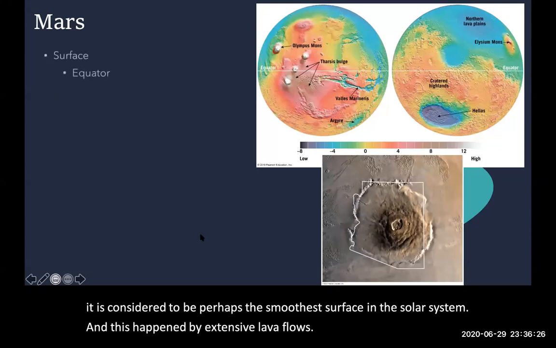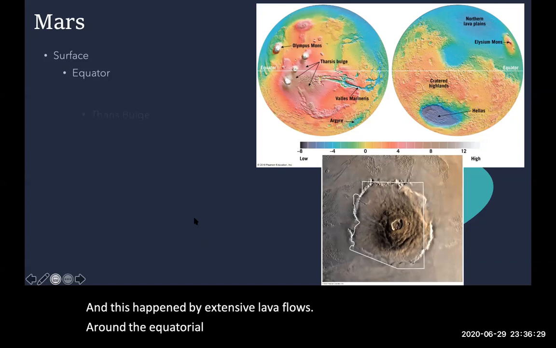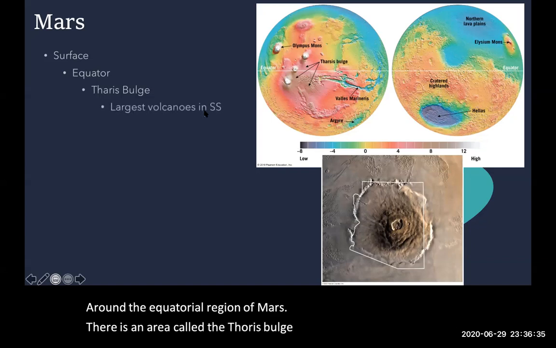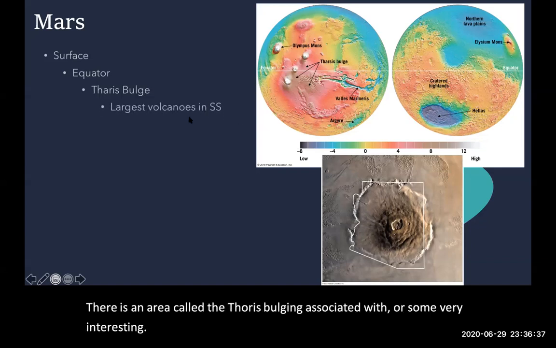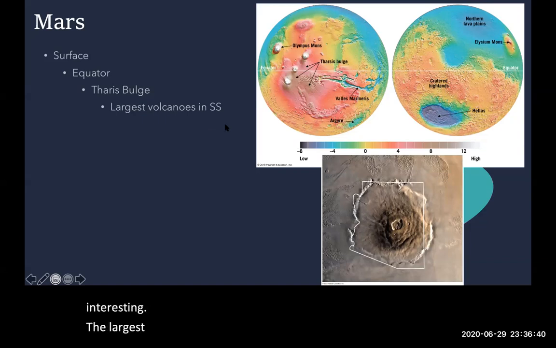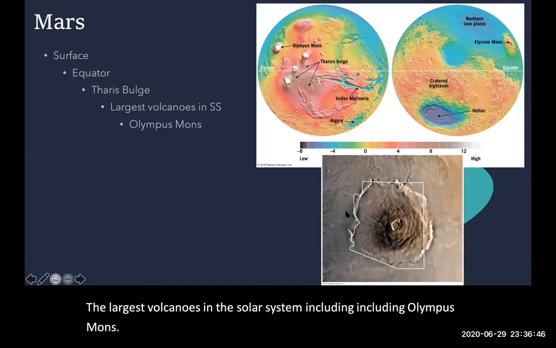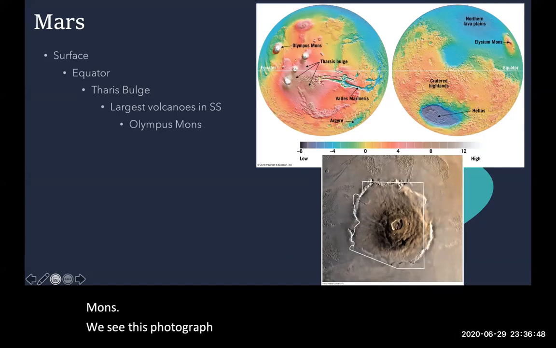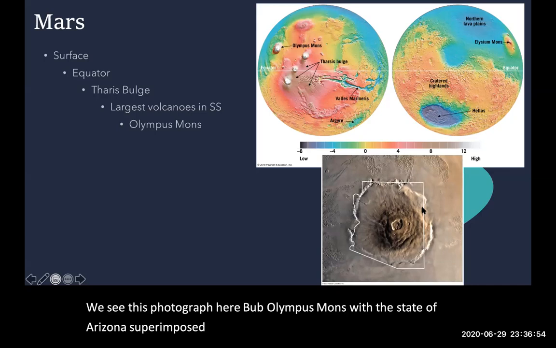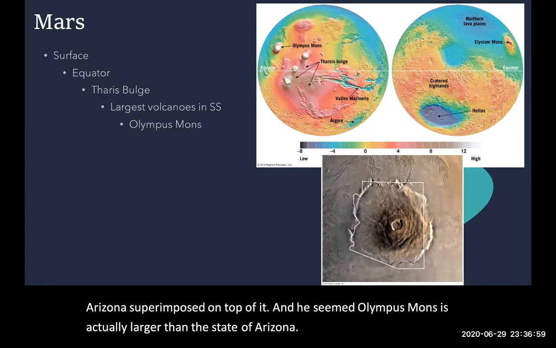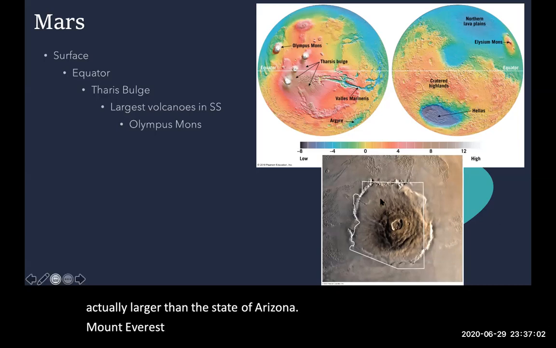Around the equatorial region of Mars, there's an area called the Tharsis Bulge, and associated with that are some very interesting features. The largest volcanoes in the solar system, including Olympus Mons. We see this photograph here of Olympus Mons with the state of Arizona superimposed on top of it. And you see that Olympus Mons is actually larger than the state of Arizona. Mount Everest is the tallest mountain on Earth. Olympus Mons is more than twice as tall as Mount Everest.